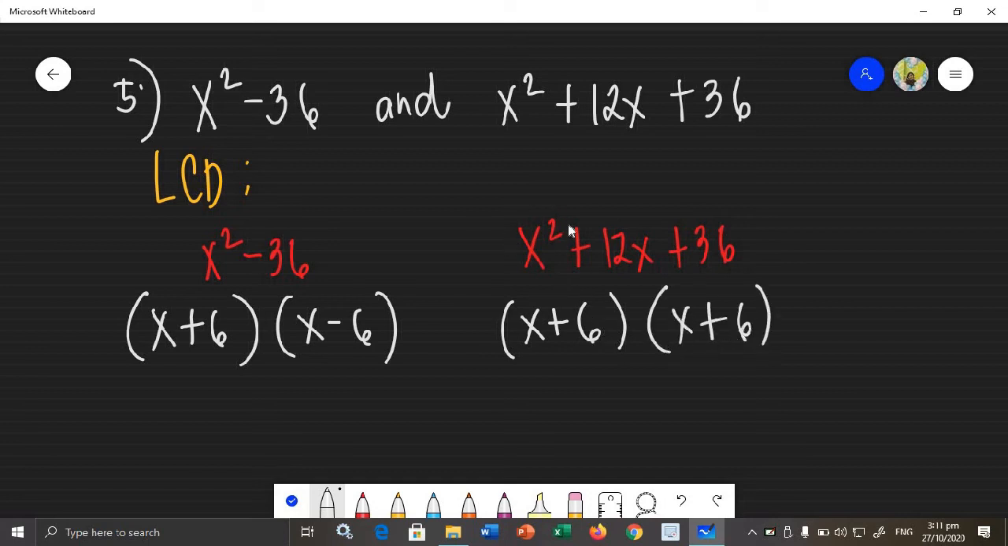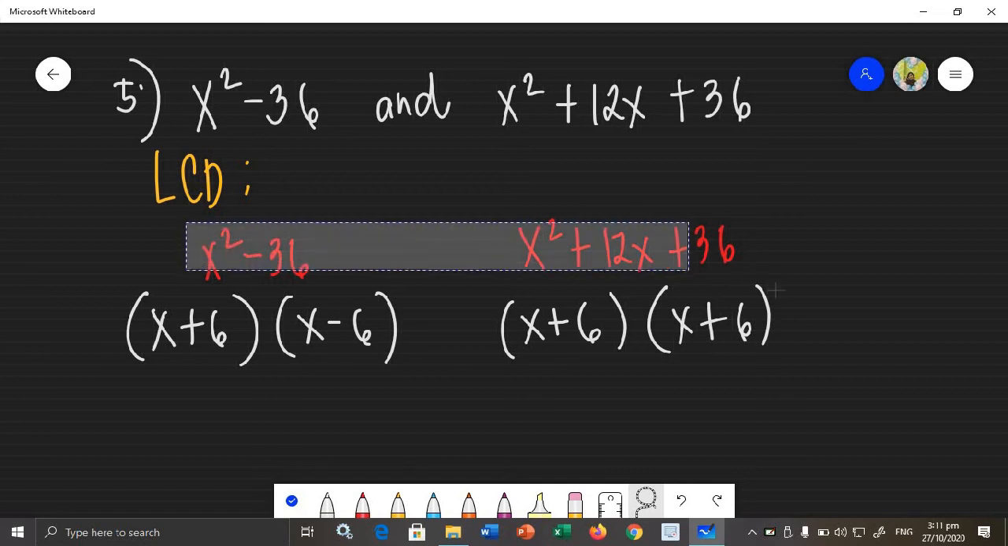So, ma'am, bakit naging ganon? Factors of x squared, x times x. Factors of 36 na kapag minultiply mo, 36 yung sagot. Pag in-add mo, 12 yung sagot. So, let's check. 6 times 6 is 36. 6 plus 6 is 12. Okay, so therefore, your factors are correct.